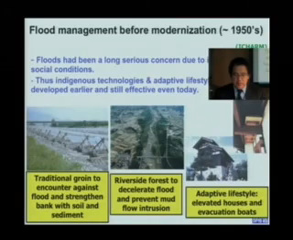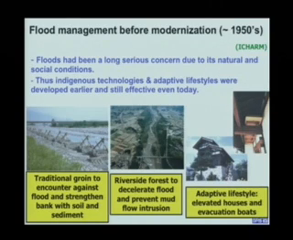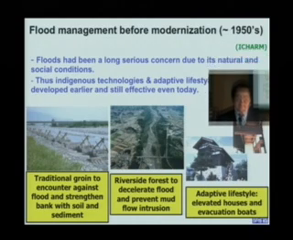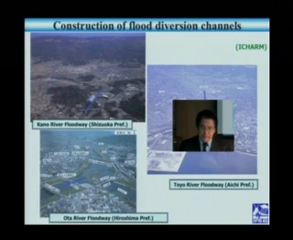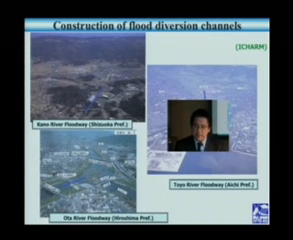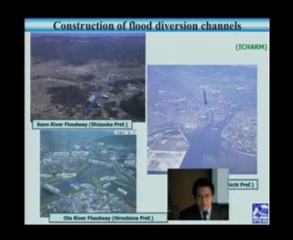So first, the introduction part. This view graph shows flood management before modernization. It means before the 1950s, we had various kinds of traditional flood control measures, and they had been successful, but not so much modernized. But these kinds of indigenous technologies and adaptive lifestyles were developed earlier and are still effective even today. So you may see some of the flood control measures in Japan, traditionally and also in modern times.